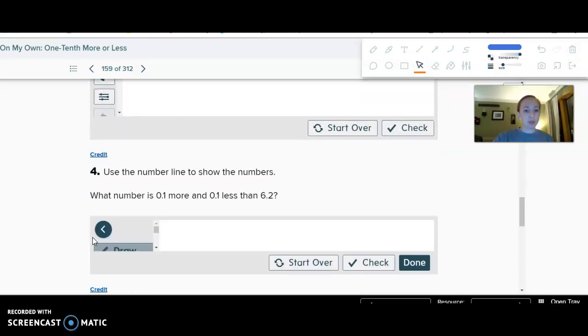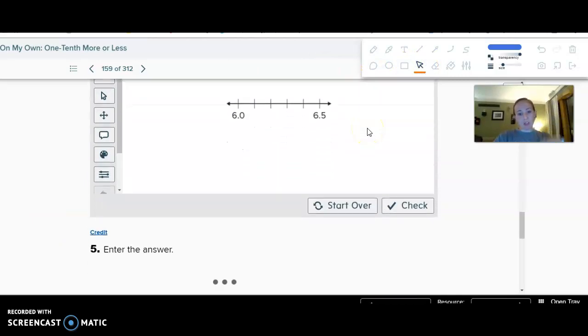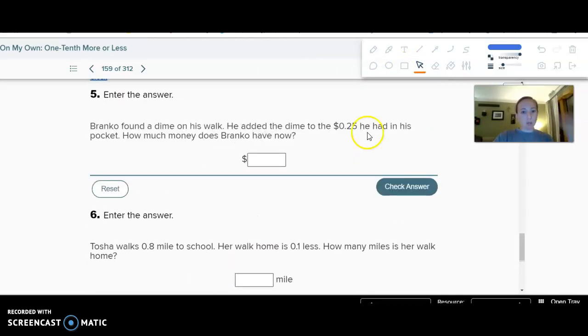We'll do a few more. 1/10 more and 1/10 less than 6 and 2/10. 1/10 more is going to be 6 and 3/10. 1/10 less is going to be 6 and 1/10. So again, just counting up a 10th, down a 10th, up a 10th, down a 10th. One more, one less.